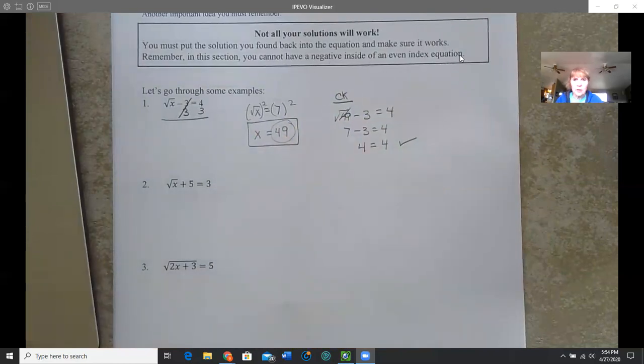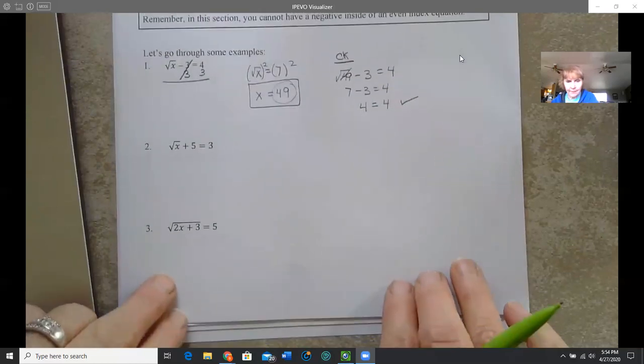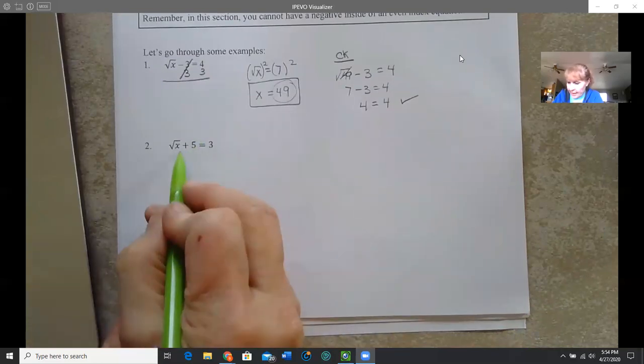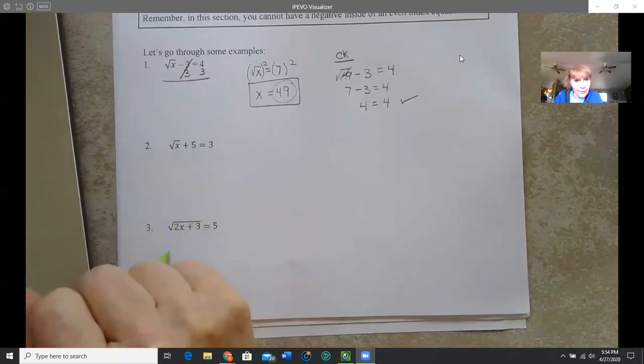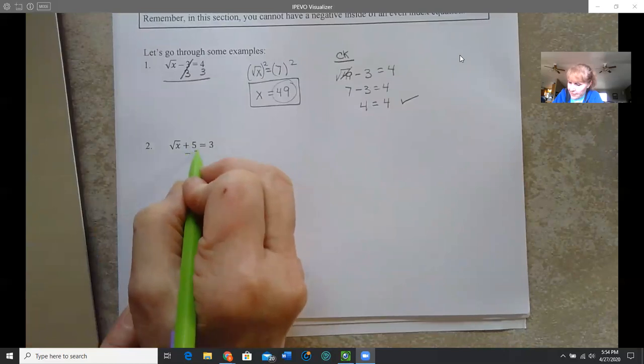So it works. So again, we're just isolating the radical. And then if it's a square root, we'll square, and if it's a cube root, we'll cube. But let's go ahead and look at our next one. Again, let's get the radical by itself. So I'm going to subtract 5.